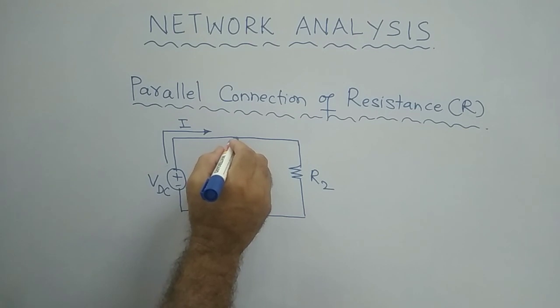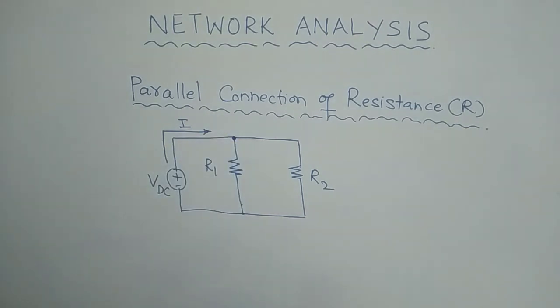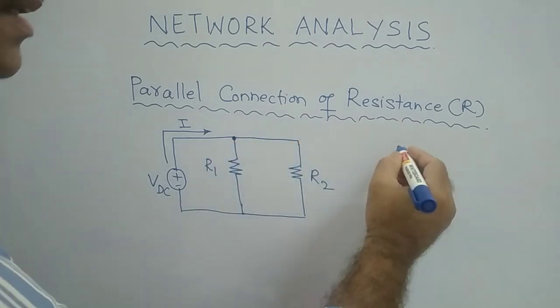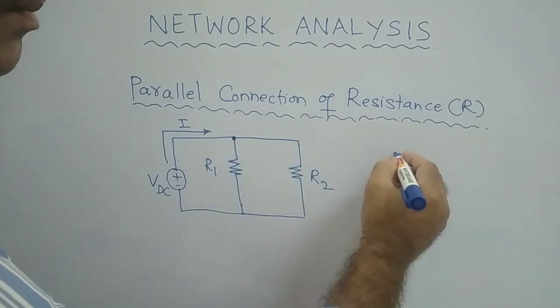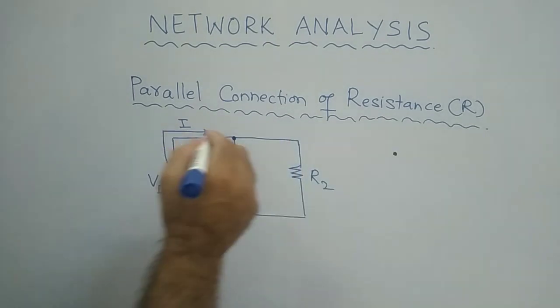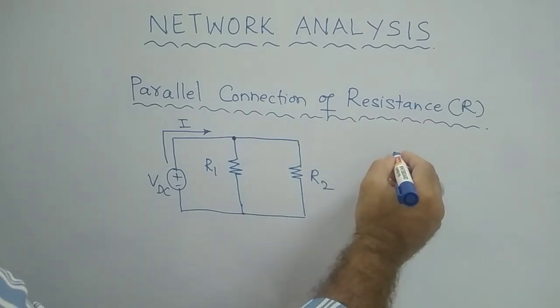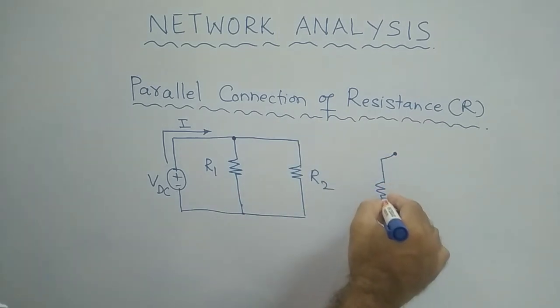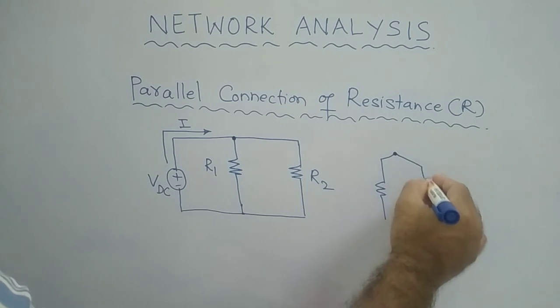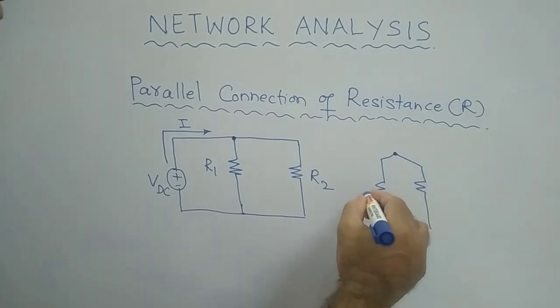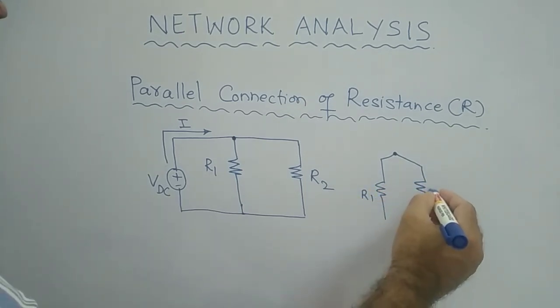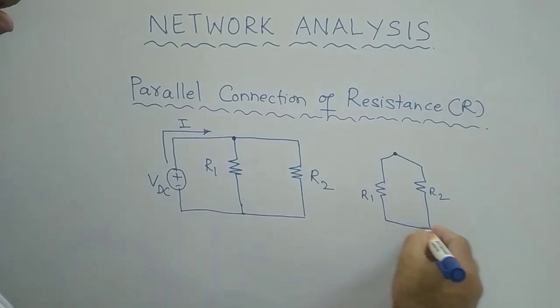Clearly you can see that here you can call this a node. Let us mark that as a node like this, right? From this node you can write R1, and you can represent R2 like this also. So this is R1, this is R2, both are grounded here.